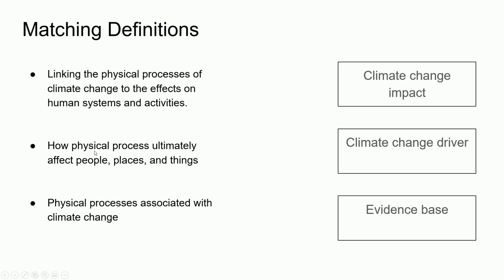We've got how physical processes ultimately affect people, places, and things. And then we've got physical processes associated with climate change. Those are our three definitions. So linking the physical processes of climate change to effects on human systems and activities.